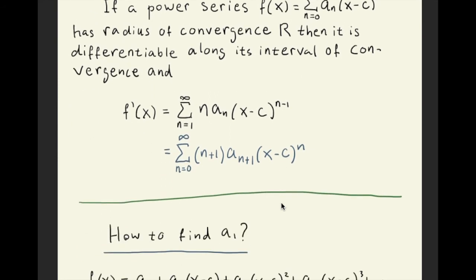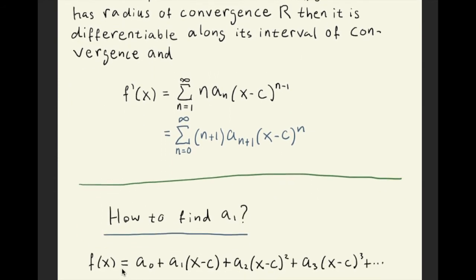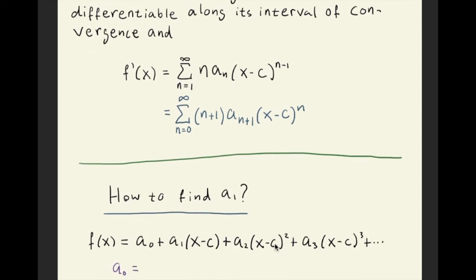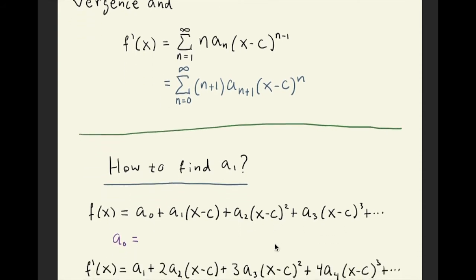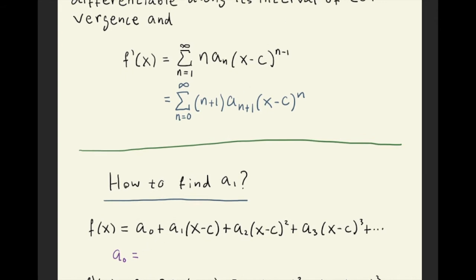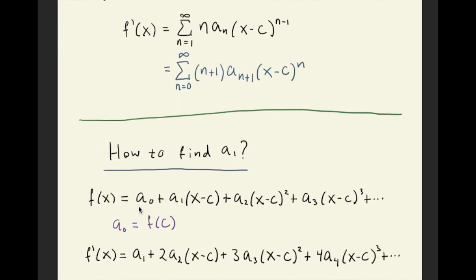Now, if you want to figure out a1, you take your power series and write it out. a0 we already figured out, that was f of c. Now, you can take a derivative of this function, f prime of x. You just take derivatives term by term. The a0 is going to disappear because the derivative of a constant is 0. The derivative of this is going to be a1. The derivative of this term is going to be 2a2 times x minus c. The derivative of this term is 3a3 times x minus c squared. The next one would be 4a4.